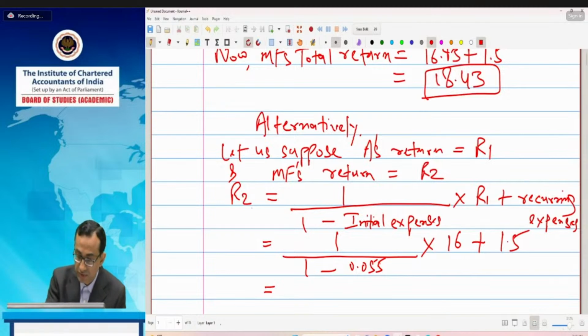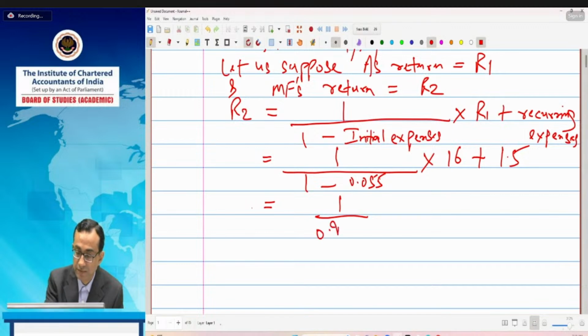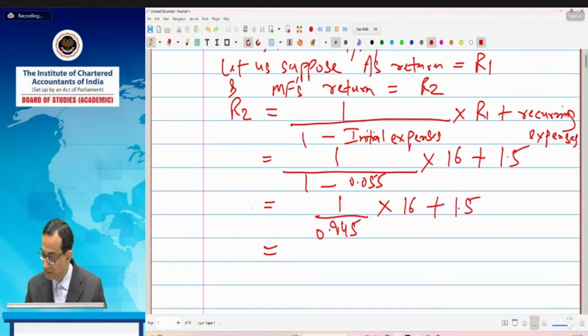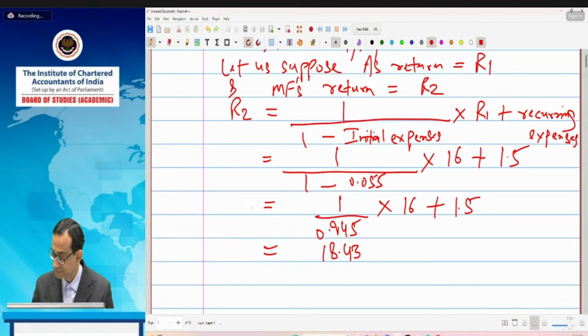So it is 1 upon 0.945 multiplied by 16 plus 1.5. So again calculate it. 1 upon 0.945 multiplied by 16 plus 1.5. So it is the same answer coming to 18.43. So I hope it is now clear to you, this portion. It is a very simple question.